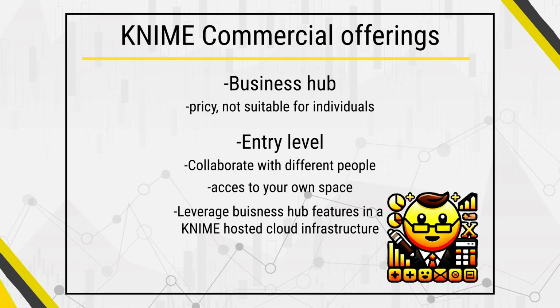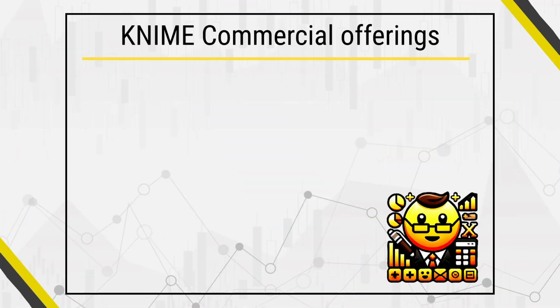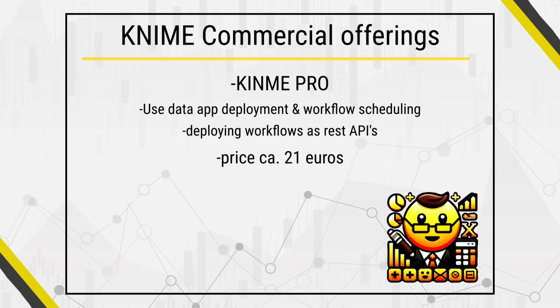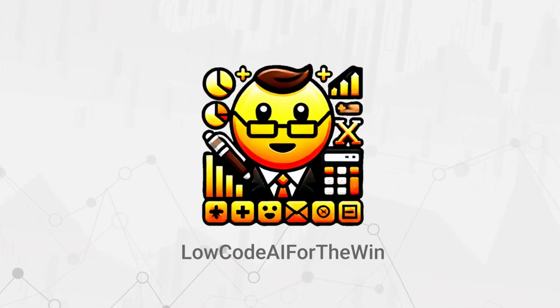And now the third option that you have, if you're an individual, you can in the future sign up to KNIME Pro and also use data app deployments, workflow scheduling, and also since a few weeks deploy workflows as REST APIs on KNIME Pro for a monthly fee and then execution on a pay-as-you-go basis. I think the price point is about 21 euros. And that already includes per month 120 execution credits. So I think that covers 2 hours of execution time.